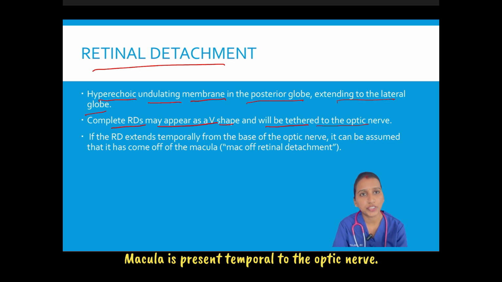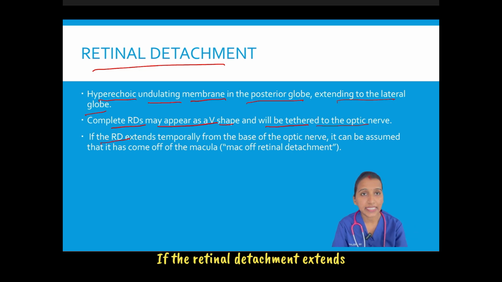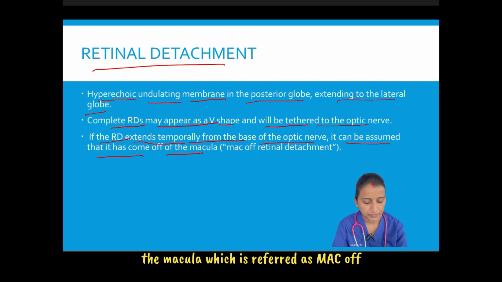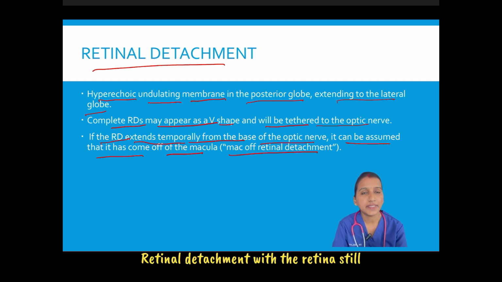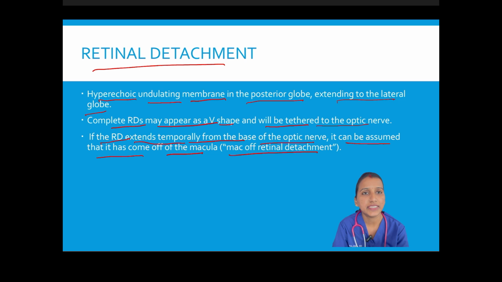The macula is present temporal to the optic nerve. If the retinal detachment extends temporally from the base of the optic nerve, it can be assumed that it has come off the macula, which is referred to as macula-off retinal detachment. Retinal detachment with the retina still over the macula is an ocular emergency, warranting an emergency consultation to ophthalmology in order to take measures to prevent the retina coming off the macula.